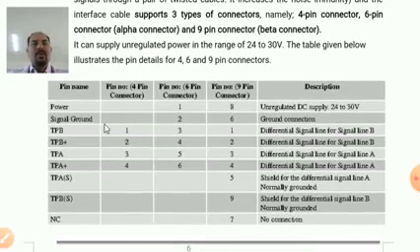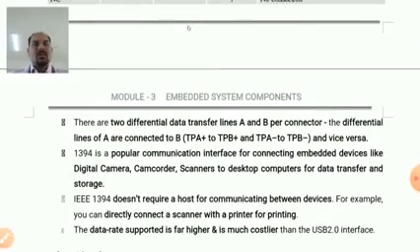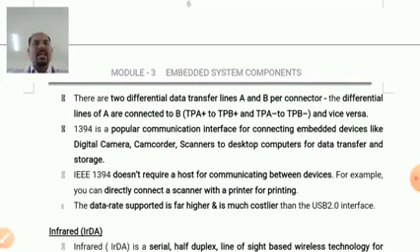The pin diagram of these different types of pin connectors are shown in the figure. There are two differential data transfer lines A and B per connector. Differential lines of A are connected to B: TPA plus to TPB plus and TPA minus to TPB minus and vice versa.